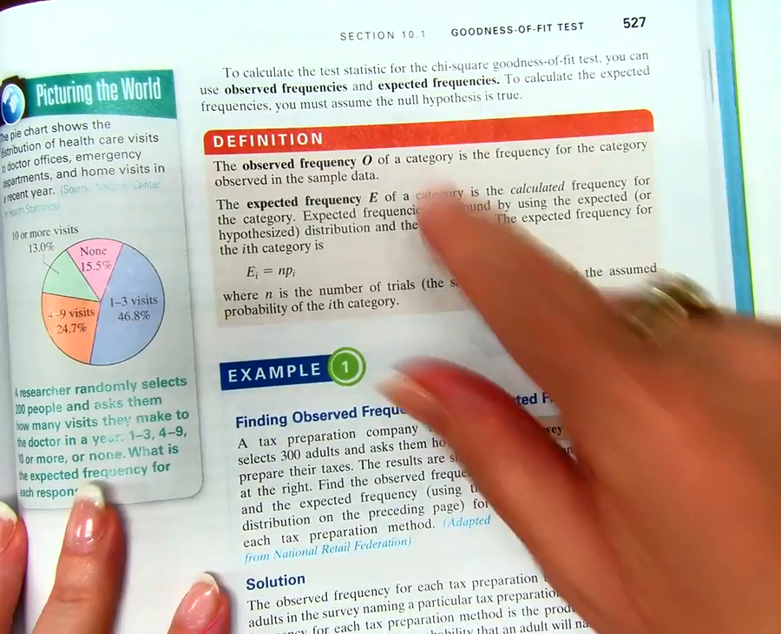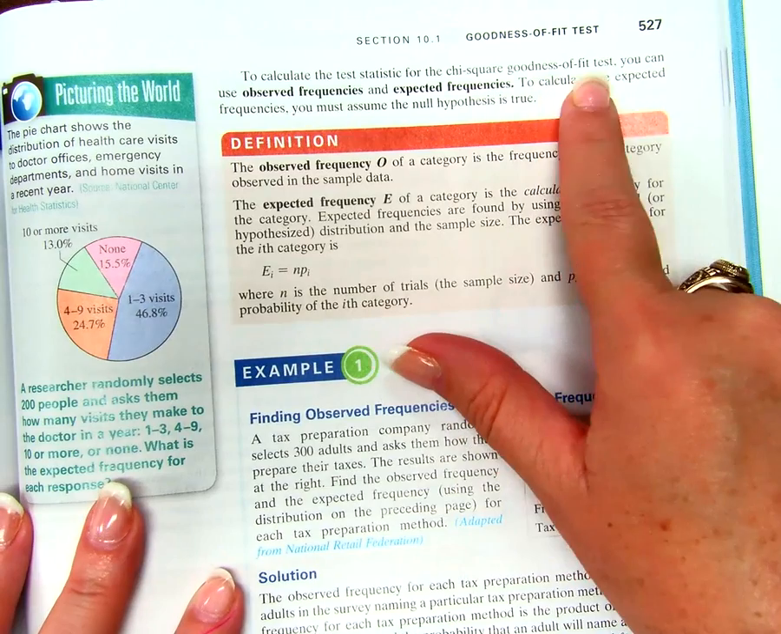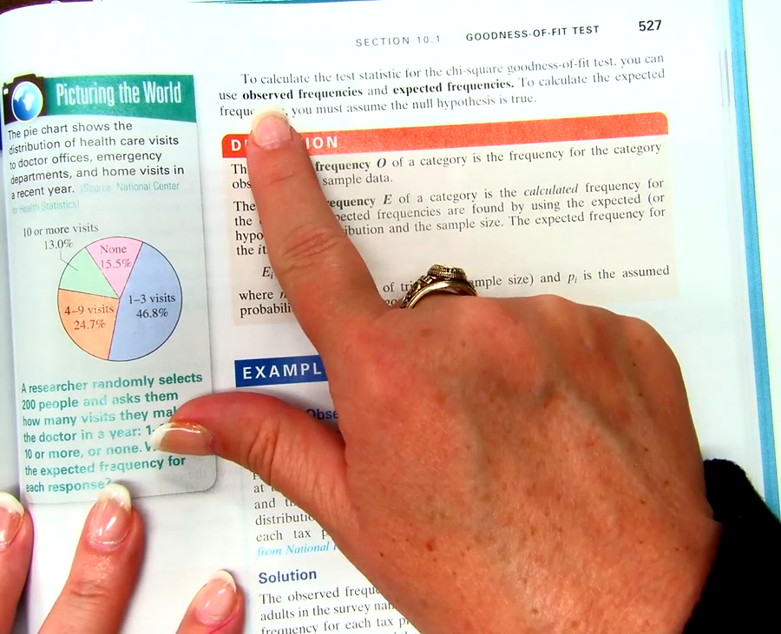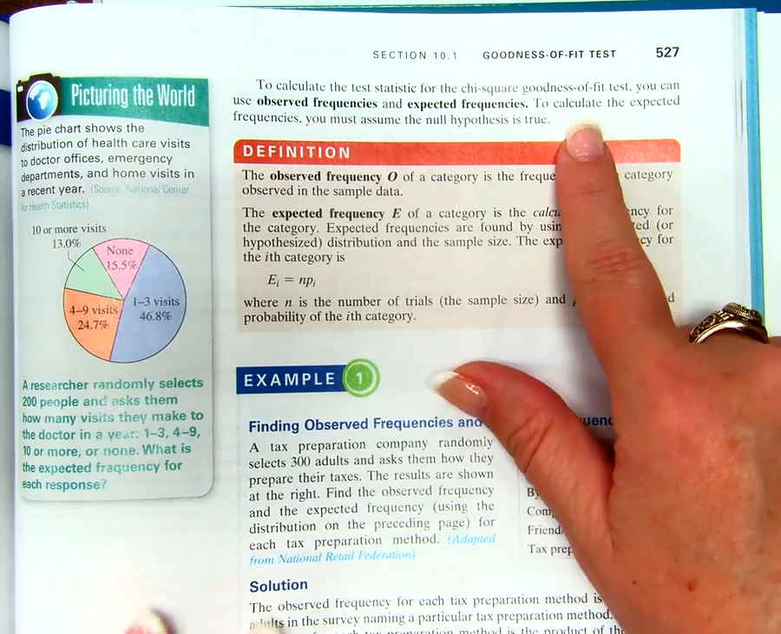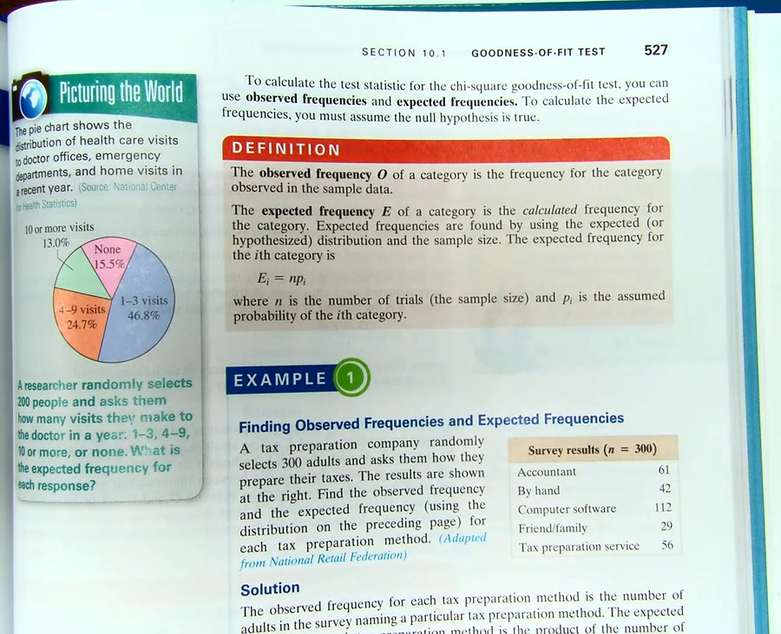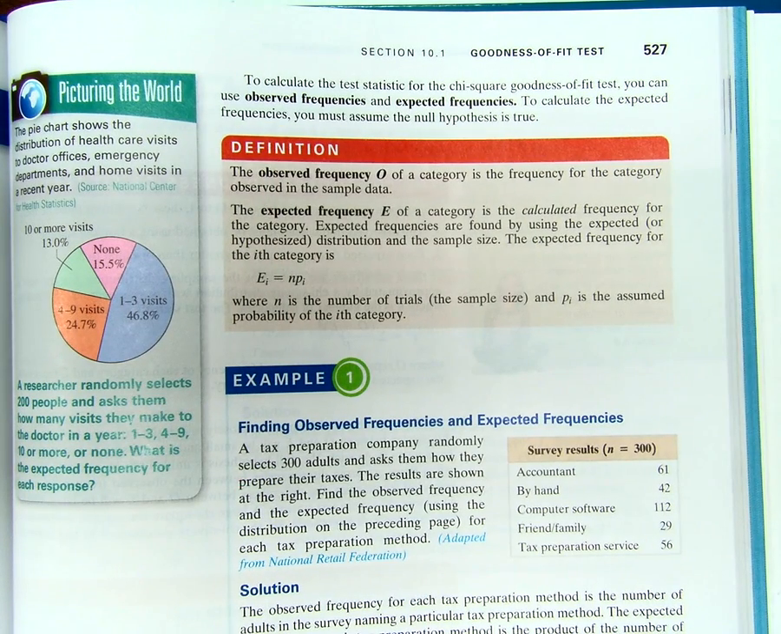Okay? To calculate the test statistic for the chi-square goodness of fit test, you can use observed frequencies and expected frequencies. To calculate the expected frequencies, you must assume the null hypothesis is true. I'm going to say that again. To calculate the expected frequencies, you must assume the null hypothesis is true.